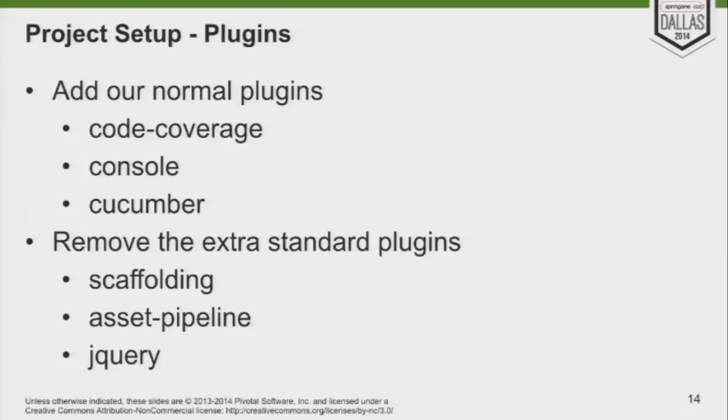Now we want to set up our plugins the standard way. We're going to add Cucumber, code coverage, and the Grails console plugin out of the box, because that just makes everyone's life easier. And we remove scaffolding, asset pipeline, and jQuery. Because we're doing all REST, we don't need any of those things, and we get to trim down our war size a little bit because of that.